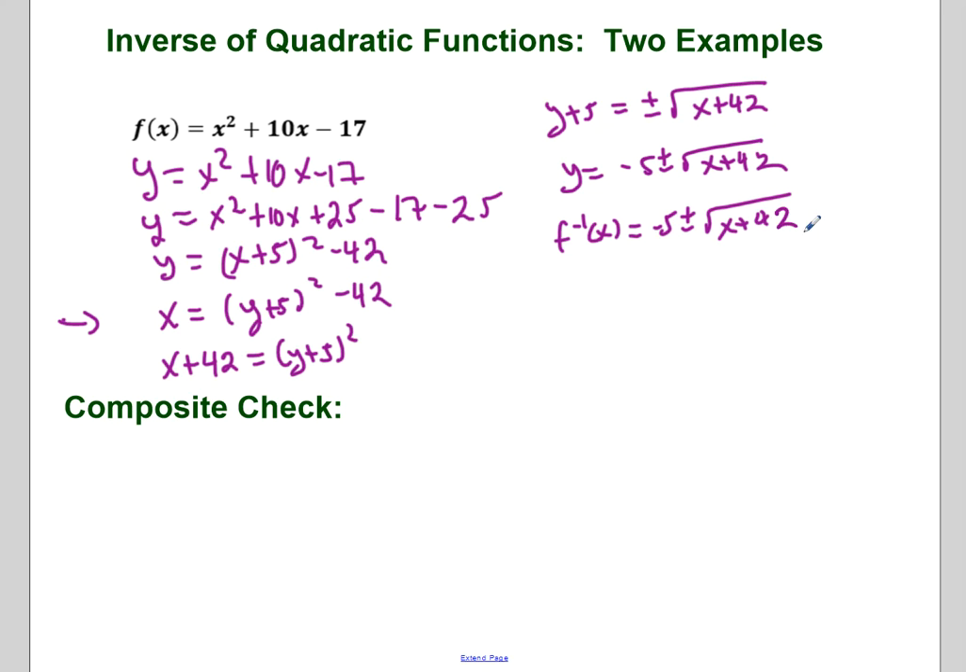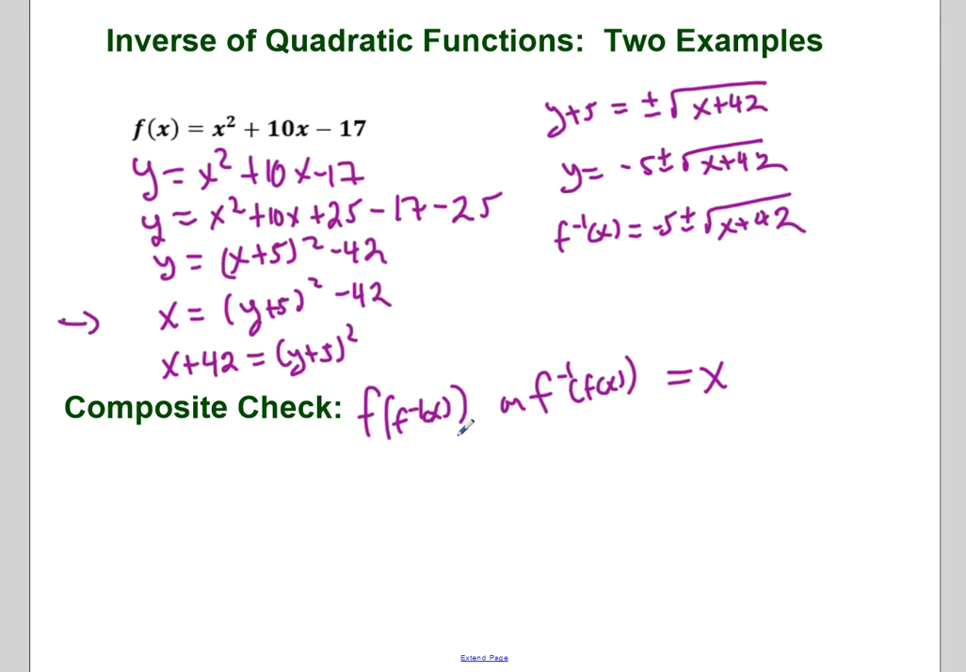Of course, this is not a function in itself. This is the inverse of the function. We'd have to restrict the domain for it to be a function. Now, just to remind you, we can do a composite check where we can do f of f inverse of x, or f inverse of f of x. Either one will work, and it needs to come out to be equal to x.